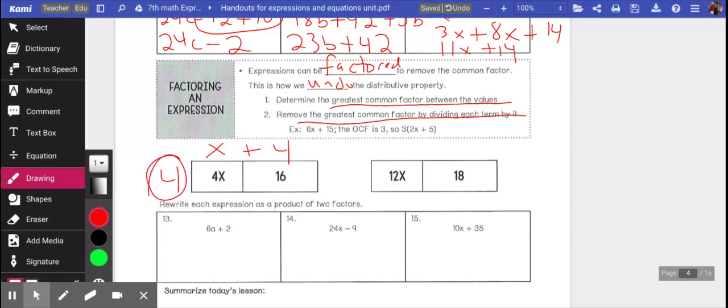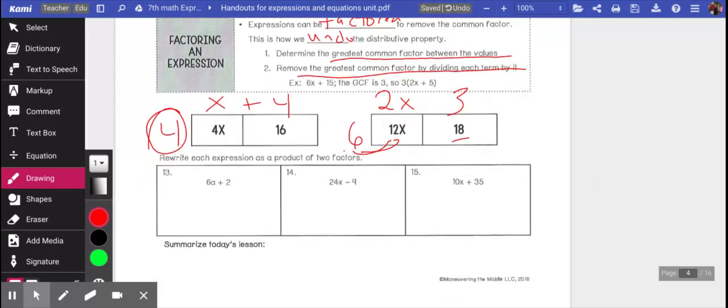On these, the 12 and the 18, your biggest factor between the two of them, and this is kind of thinking back to skills you did a couple years ago in math, is 6. Now you could use 2, but it's not the greatest common factor. And you could use 3, but same thing, it's not the greatest. Okay, and then you can either do 12 divided by 6, or 6 times what gets you to 12, which would be the 2x. And then 18 divided by 6 is 3.